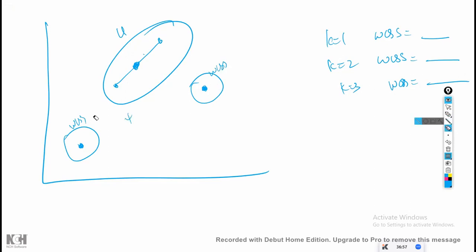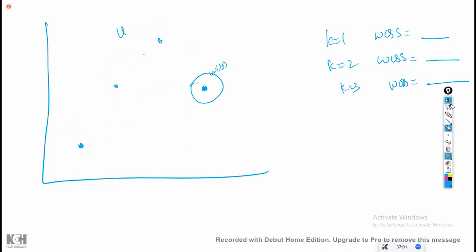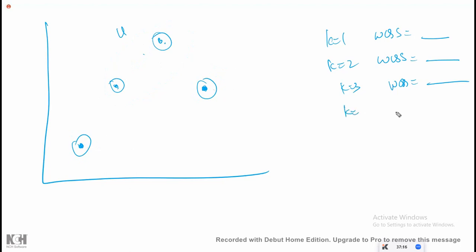Now finally, the last one, k equal to 4. K equal to 4 means there are 4 groups. Now what would be the WCSS of this one? 0. This one 0. This one 0. This one 0. If you add everything, automatically it is going to be 0. Finally, the answer is going to be 0. When the number of data points and number of clusters are equal, the WCSS is simply 0.